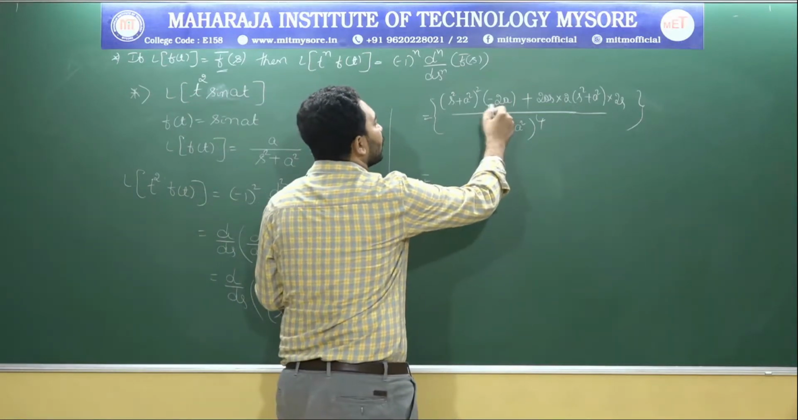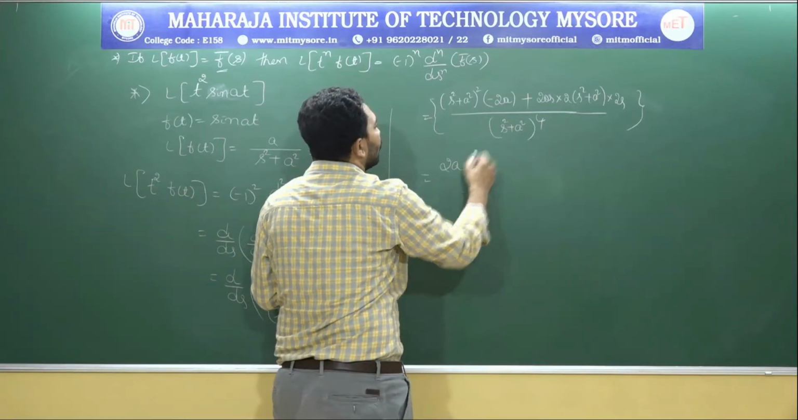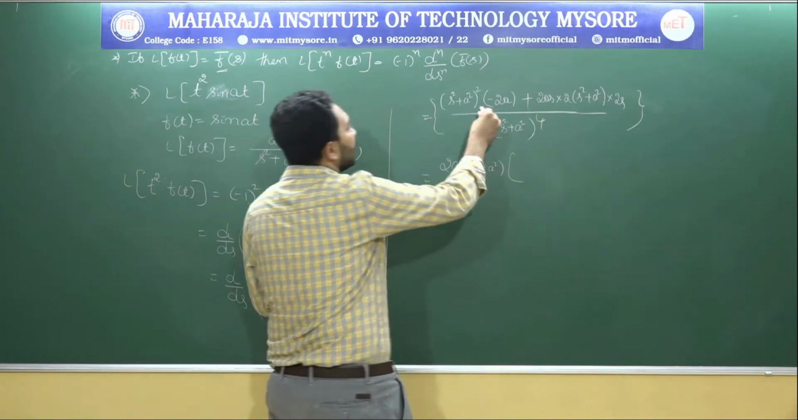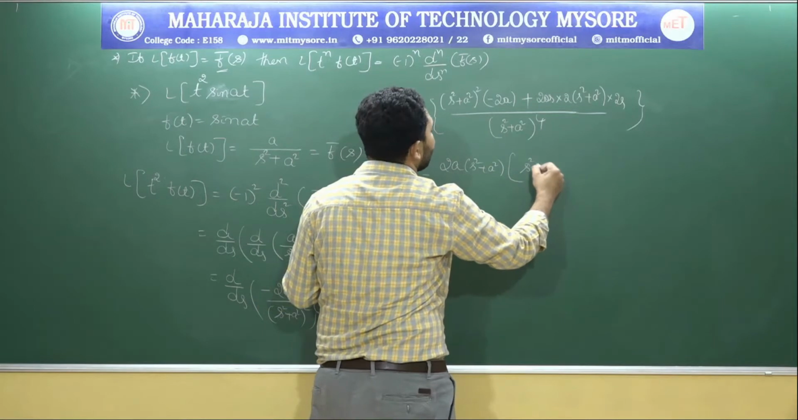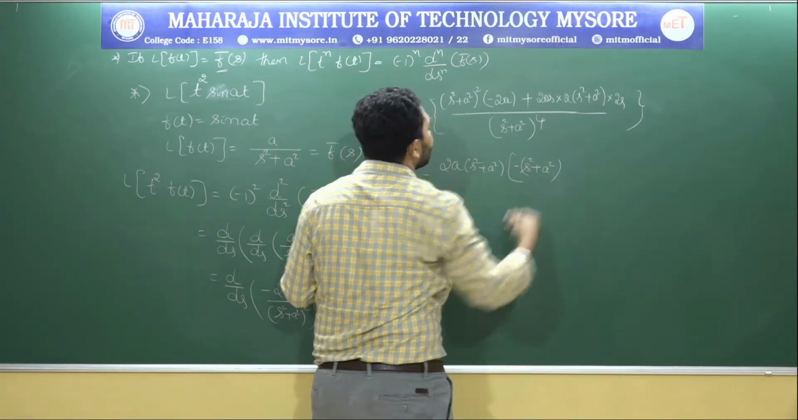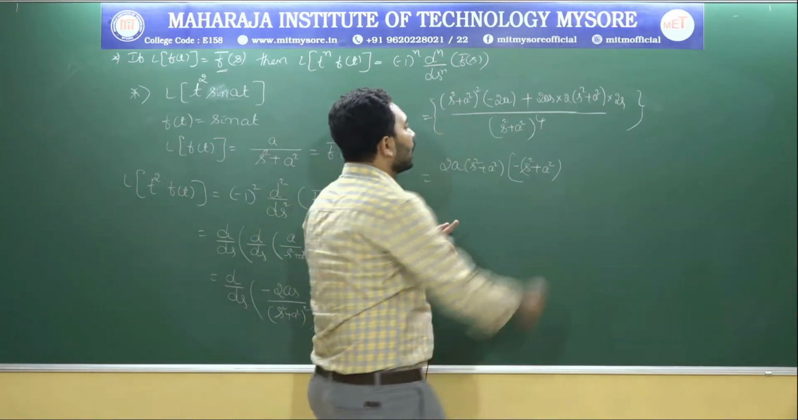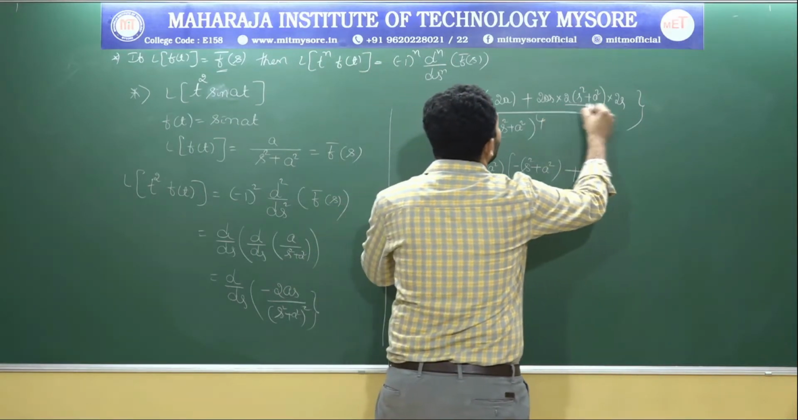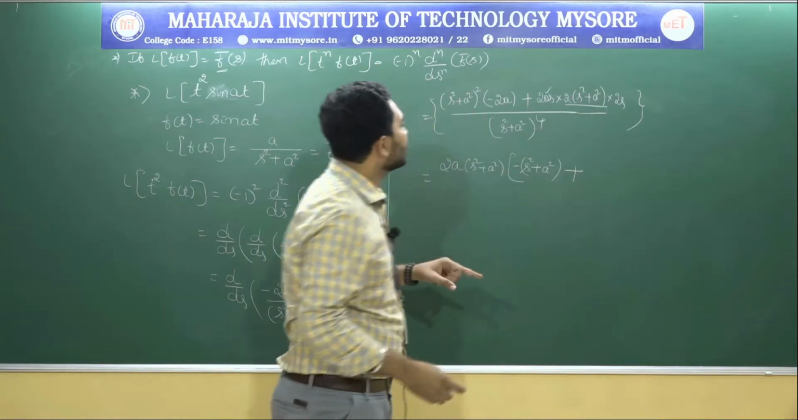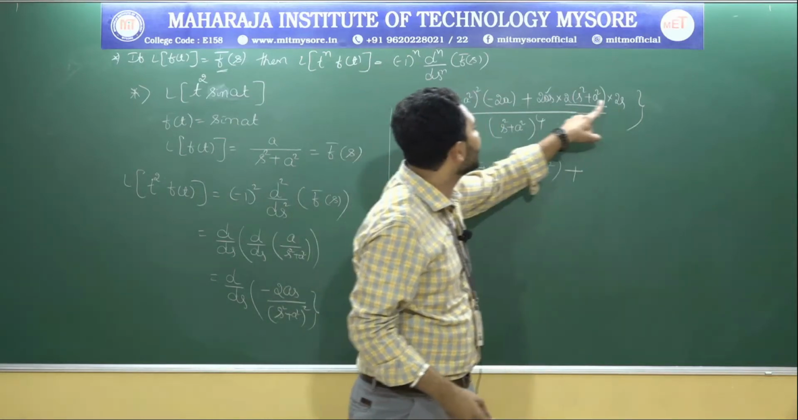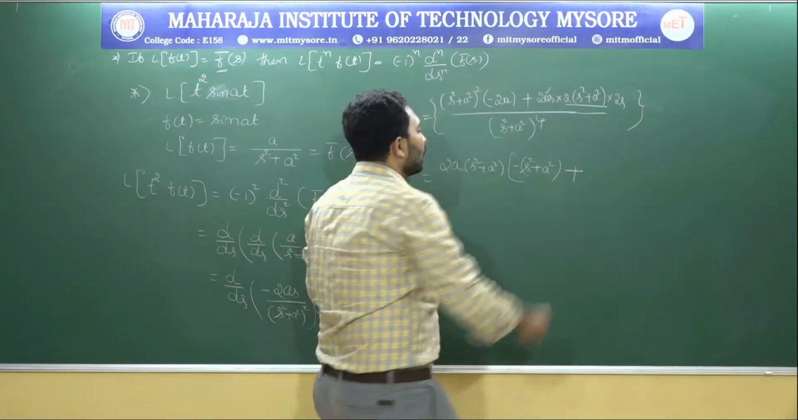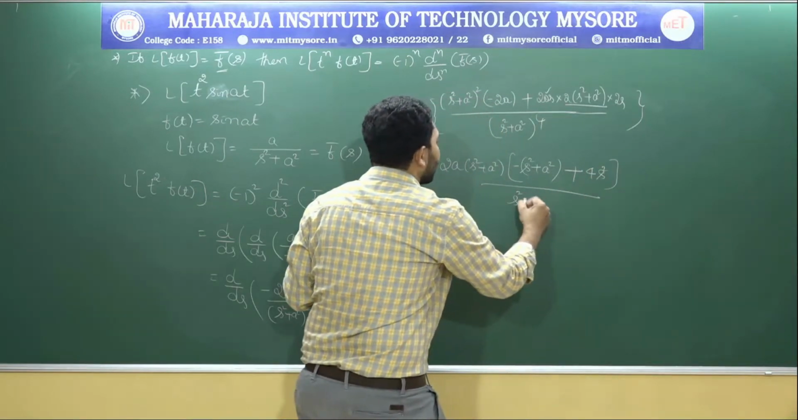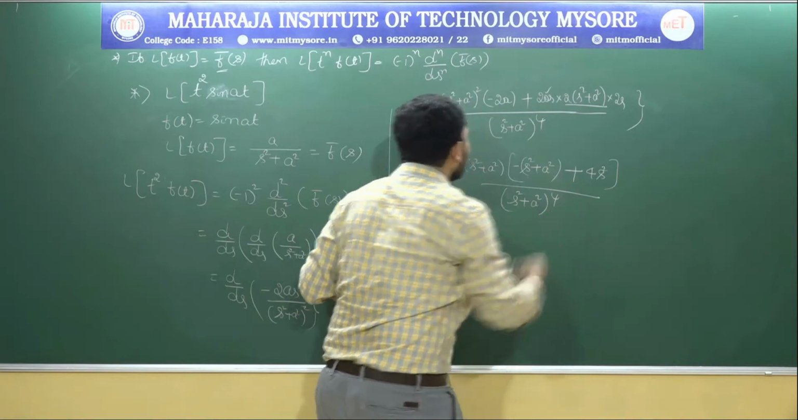Take common. Now we have 2a into (s square plus a square) as common. Next we will remain with s square plus a square minus (s square plus a square) plus, if we take 2a into (s square plus a square) as common, we will remain with 2s into 2s, it is 4s square, divided by (s square plus a square) power 4.